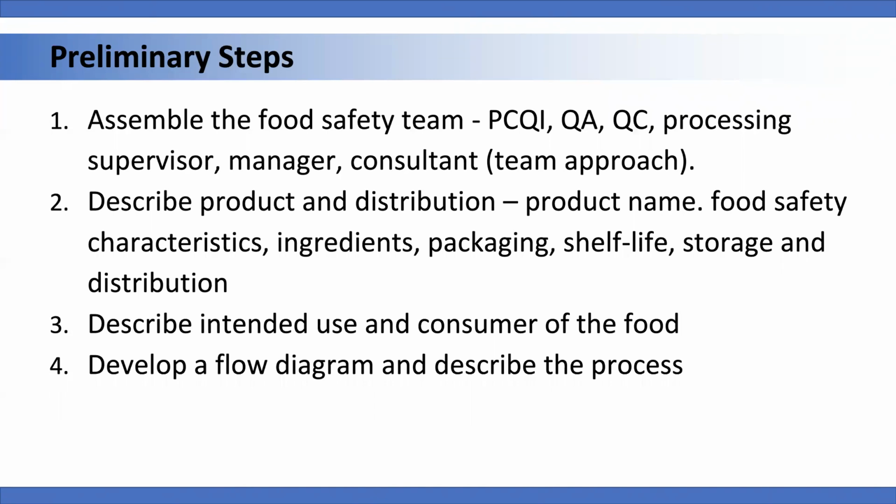Second, you need to describe your product and its distribution. This product description provides product name, food safety characteristics, ingredient, packaging, shelf life, storage, and distribution. We'll talk about this later in this slide. Third, you also describe intended use, which is about retail, food service, or further processing, and any specific handling or preparation. Then you need to describe who the intended consumers are, general public or particular populations such as infants, the elderly, pregnant women, or immune suppressed persons. Then you need to develop a flow diagram to describe the manufacturing process.